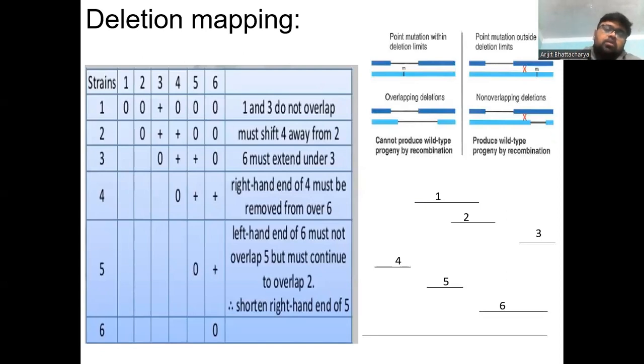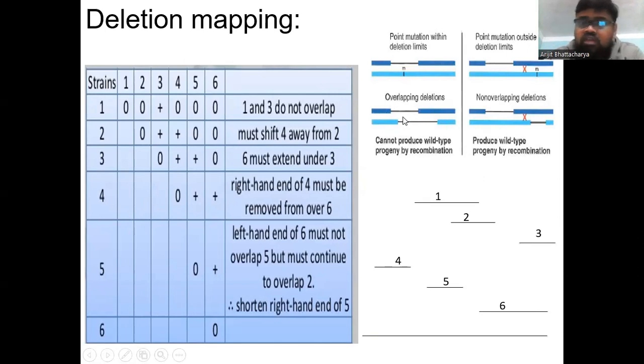In a similar way, they also prepared a mapping system. They designed a mapping system that is called deletion mapping. The basic concept is, say, if you have a mutation in one of your T4 loci, R2 loci, and you have a collection of deletion mutants, if this deletion overlaps with this mutation, then you will not be able to get the wild type by recombination.